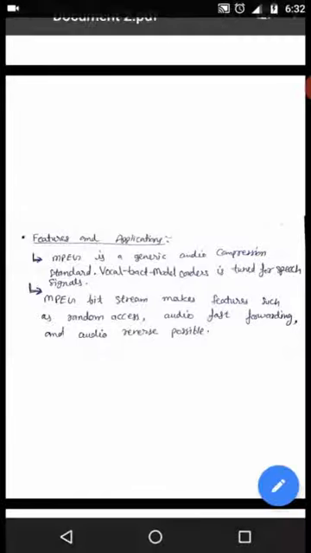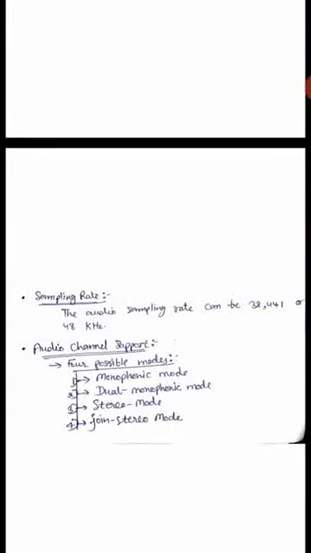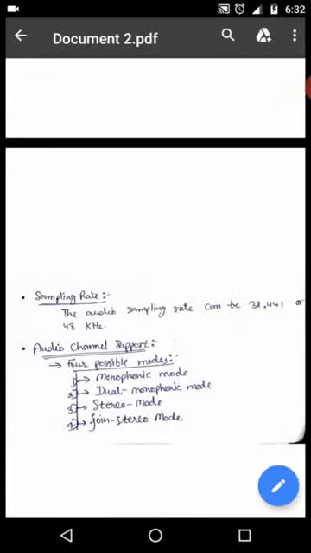MPEG bit stream makes features such as random access, audio fast forwarding, and audio reverse possible. It supports some sampling rates also. The sampling rates are 32, 44.1 and 48 kHz.